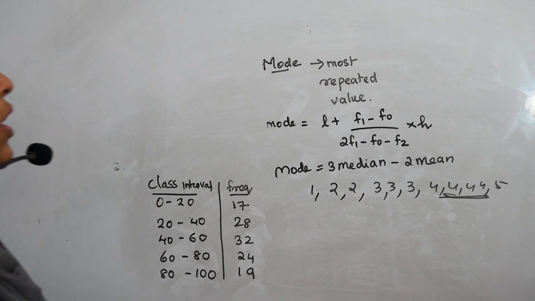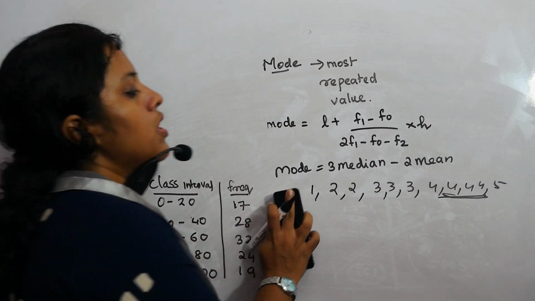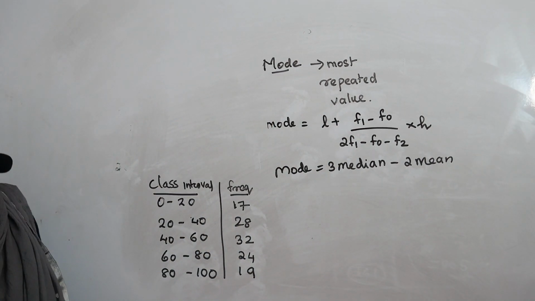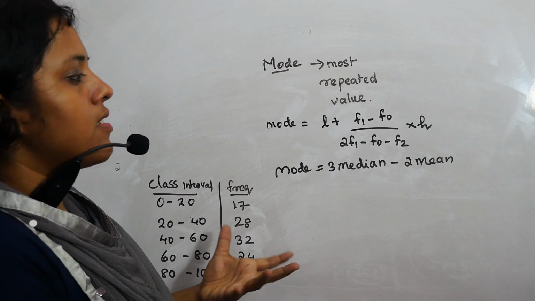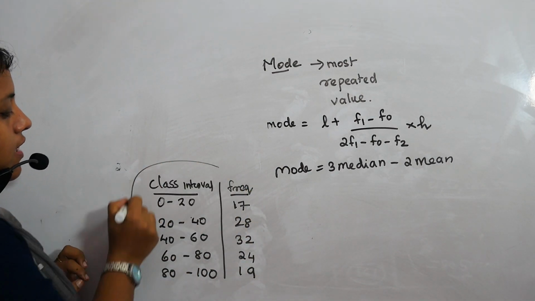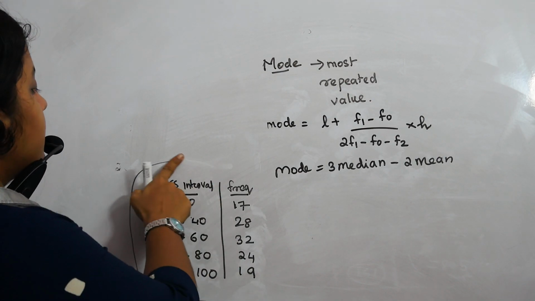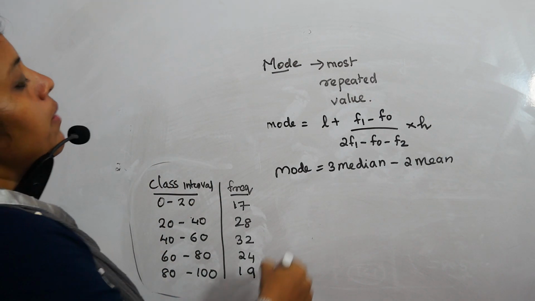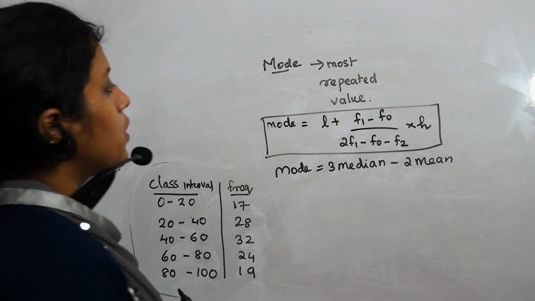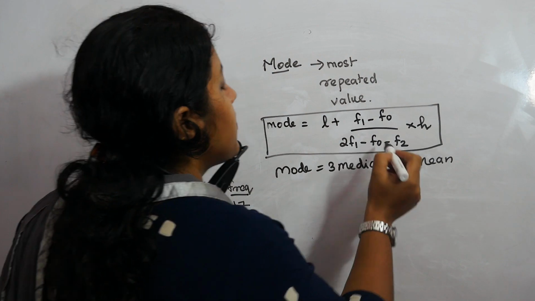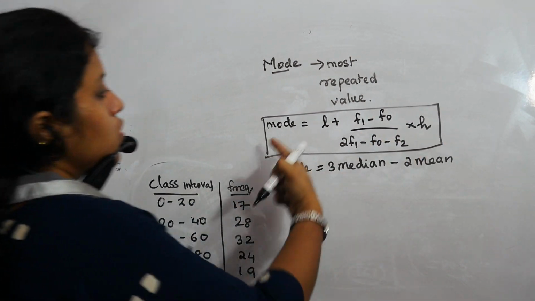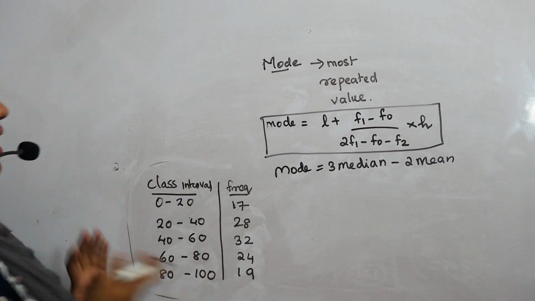No need to write in ascending order and all. Just find out which is the most repeated value. Now this is possible if the values are individual observations. But what if they are giving a class interval? In this case, mode can be found using this formula: mode is equal to L plus (F1 minus F0) by (2F1 minus F0 minus F2) into H.